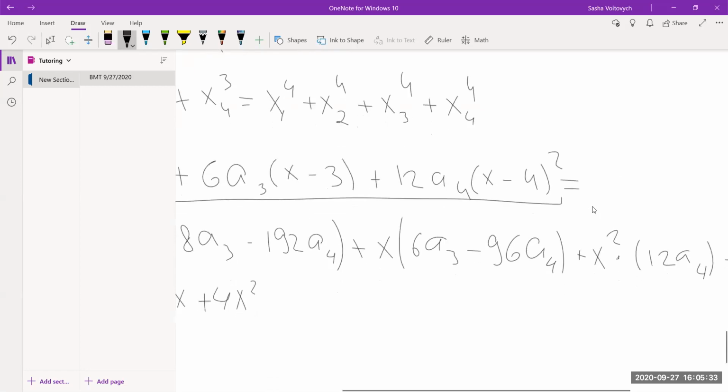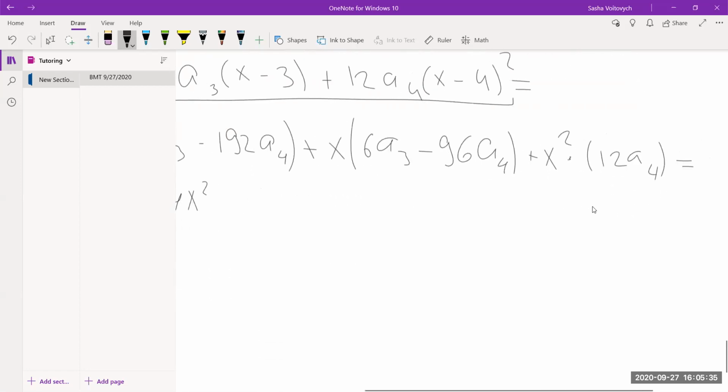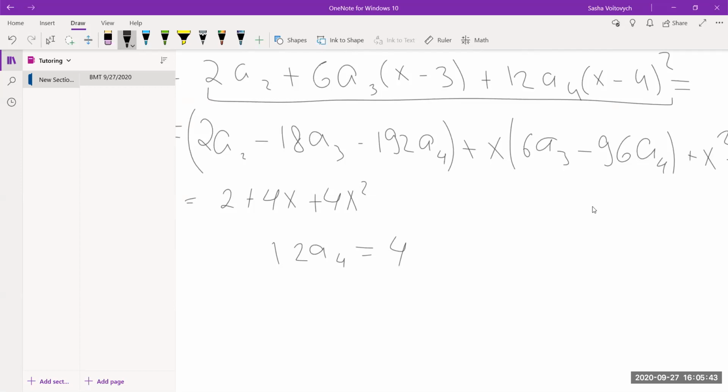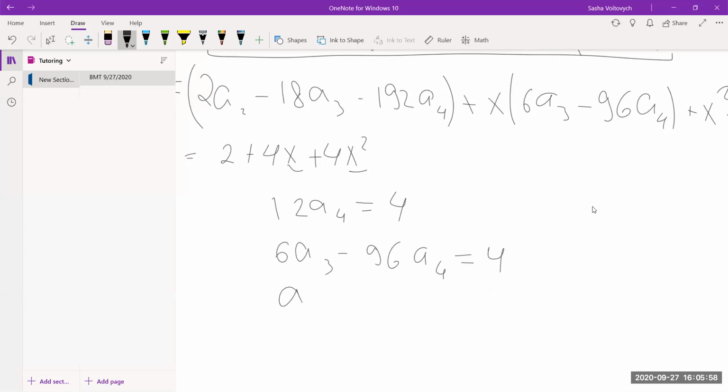So by looking at the coefficients, we can conclude that 12a4 is equal to 4. So this is the coefficient of x squared. The coefficients of x have to be equal as well, so 6a3 minus 96a4 is equal to 4 as well. And 2a2 minus 18a3 minus 192a4 is equal to 2.